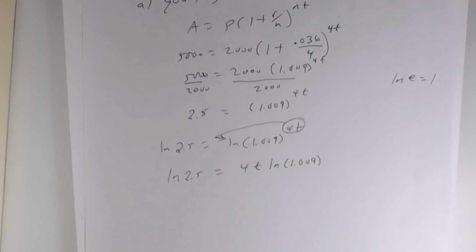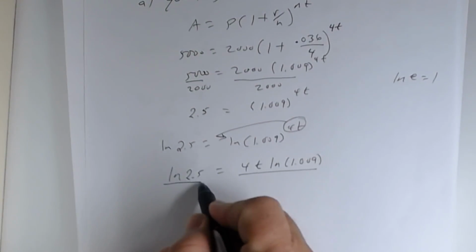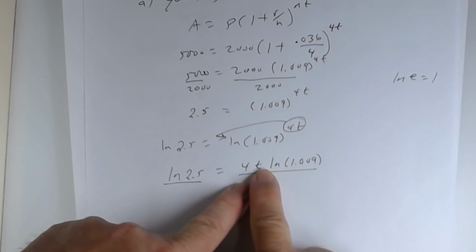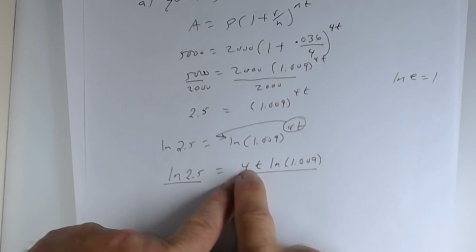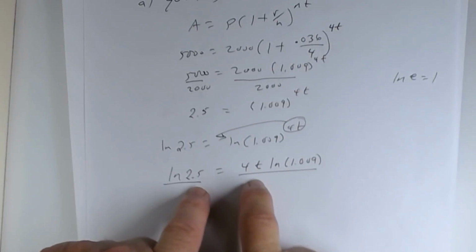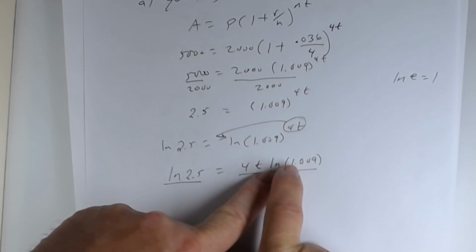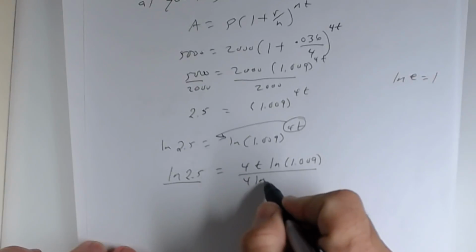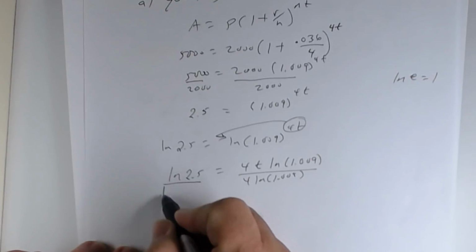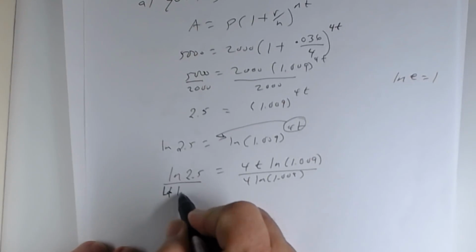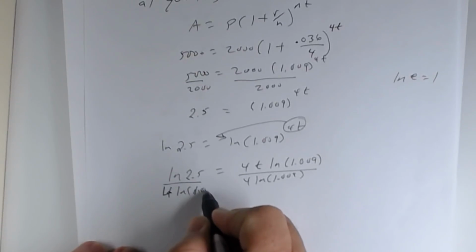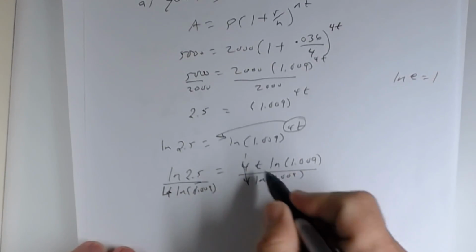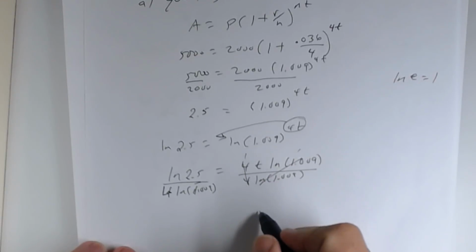And last class period, and some of you struggle with this, I need to get t by itself. So I'm going to have to divide both sides by something. You'll see right now I'm multiplying by 4, right? So I've got to do what? Divide by 4. But I'm also multiplying by what? So I have to do what? Divide by. Okay, so the 4's divide out and the natural logs divide out, so we're left with what?